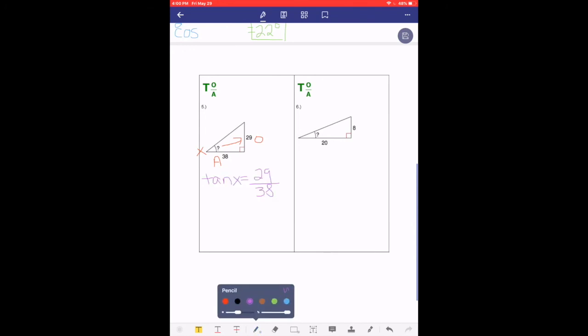And then again, I need to do the inverse in order to get the x by itself. So the inverse of tangent, 29 over 38, you're going to plug that into your calculator by hitting the second tan button and then type in 29 over 38. When you do that, you'll get approximately 37 degrees.